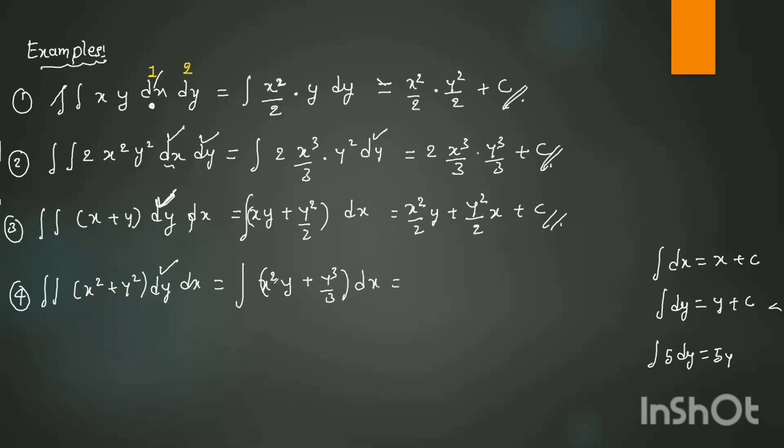Now when you are doing with respect to dx, here x is a term. So it is x cube by 3 y plus y cube by 3 is a constant. So you have to multiply x. I hope all of you got the answer for this. Yes, sir.